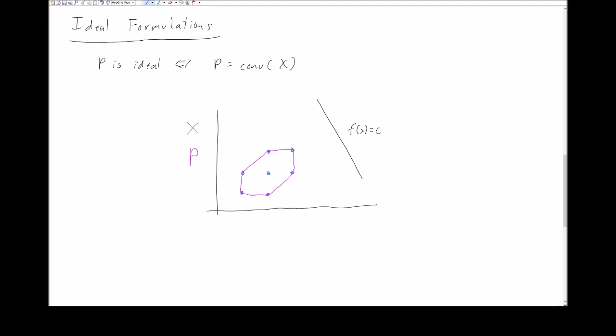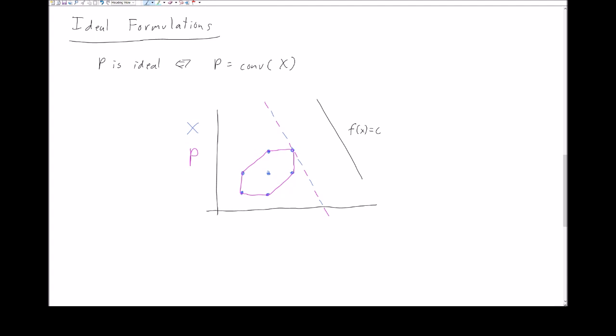If we have an ideal formulation, and we have some objective function, in this case f of x, then the optimal solution of our linear programming relaxation is going to be the same as the optimal solution to our integer program. So by having an ideal formulation, we can relax our integer program to a linear program and recover the same optimal solution.